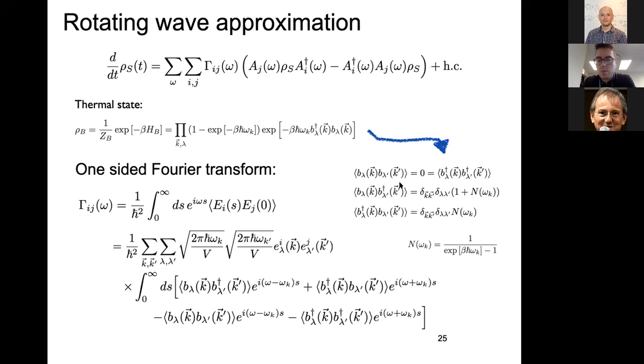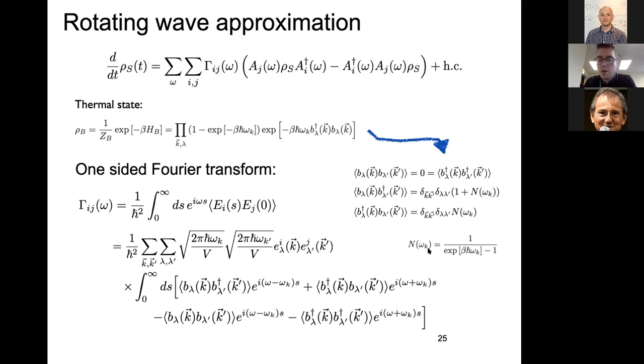So what happens is that terms in which we have either two annihilation or two creation operators vanish, and terms in which we have both a single creation and a single annihilation operator are non-zero. And these two expectation values depend on this quantity here, this n quantity, and this n quantity is essentially the Planck distribution of our radiation field.